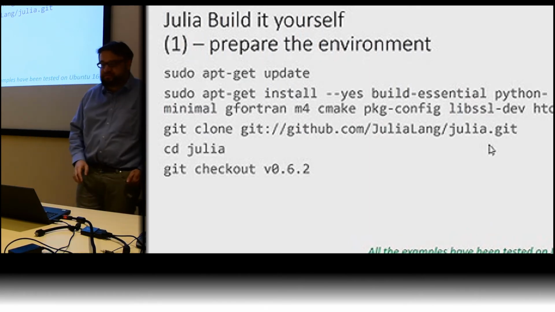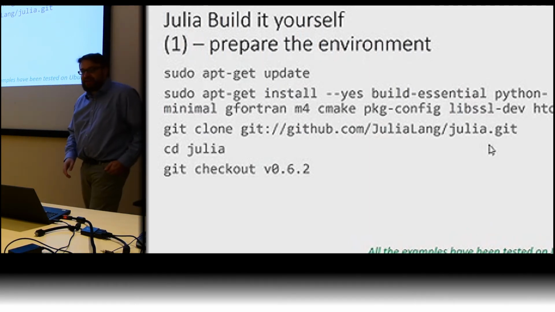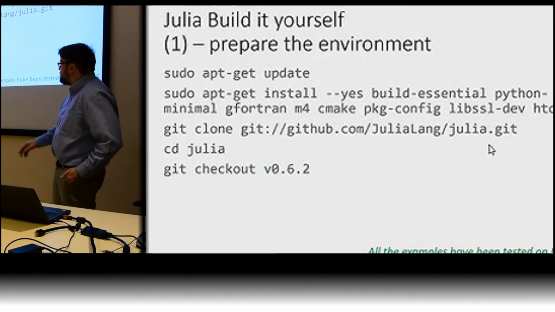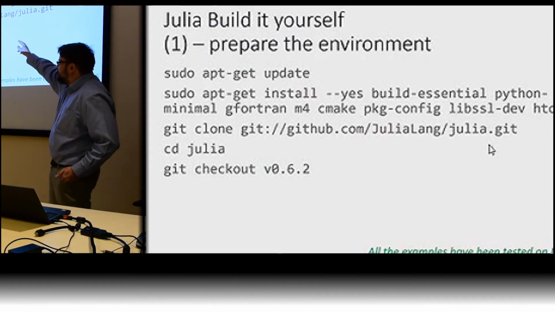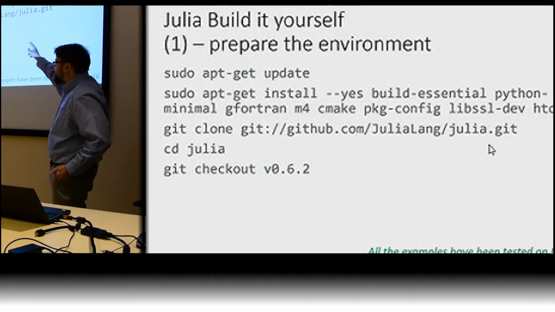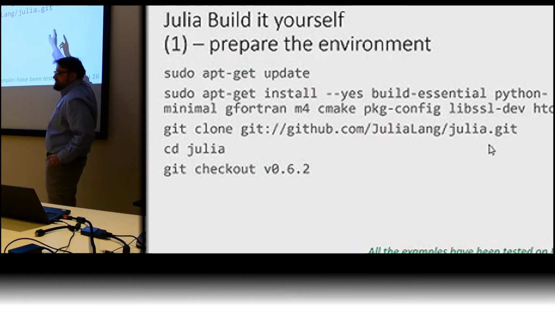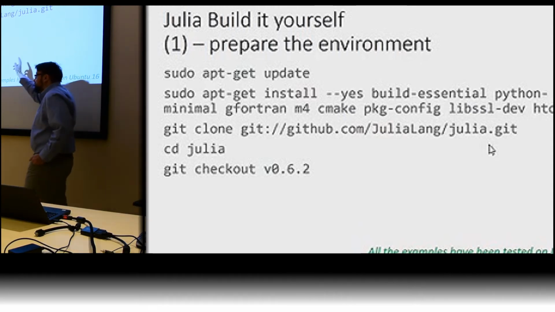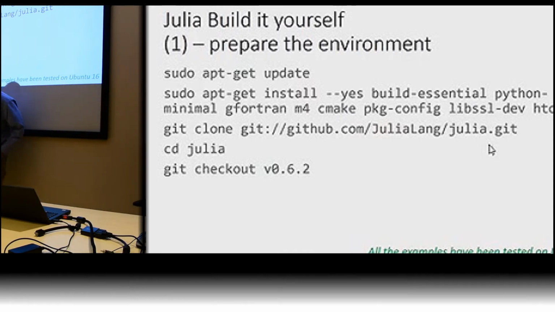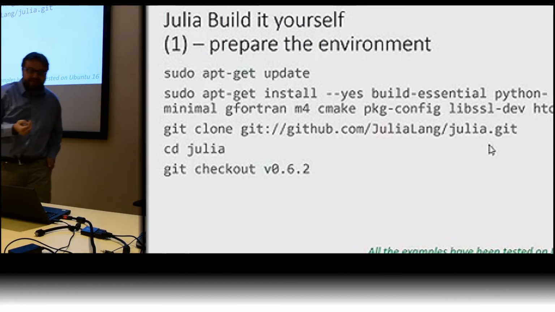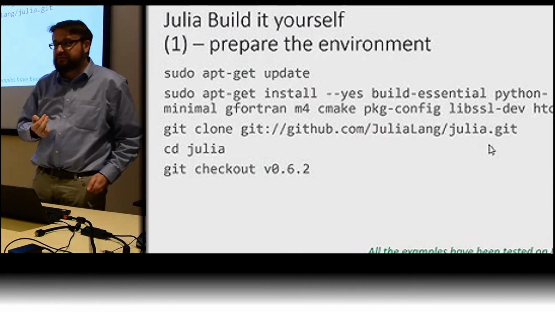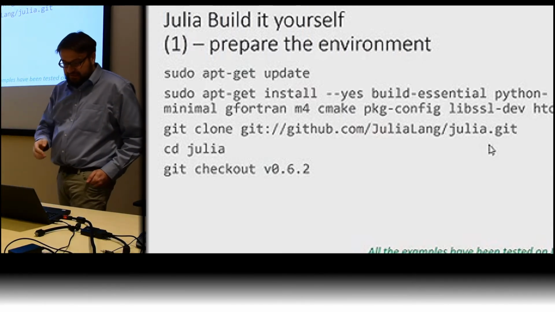Option 2 is build it yourself, and basically the build process is the following. First, we need to install all the packages that are required to build Julia, and here they are on the list. Then we need to clone the source code from the Julia repository, so there's a command to clone. Then we move to the current Julia version. As of today, it's 0.6.2, so we check out the current version.